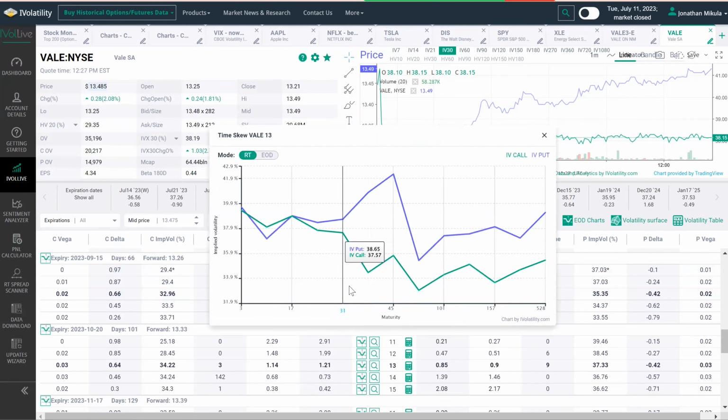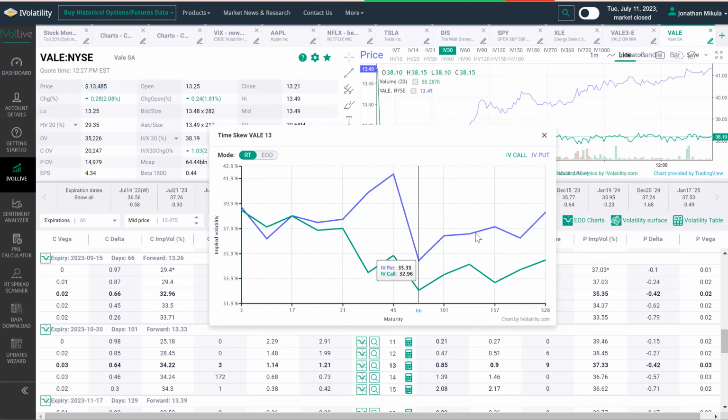So one of my favorite tools you can use from this view here, there's a few of them, but we have our time skew chart. So this is showing for this specific strike, the Vale 13, the implied volatility measure. Put is in blue, call is in green. So you could see the puts, especially 45 days out, have a higher implied volatility than the calls. And this is really cool because it shows you where the market makers either see discrepancies or where they see action, and right now they're pretty tight, 10 and 17 days out, but they really expand, which is typically in line with an earnings date here, because earnings go either way.